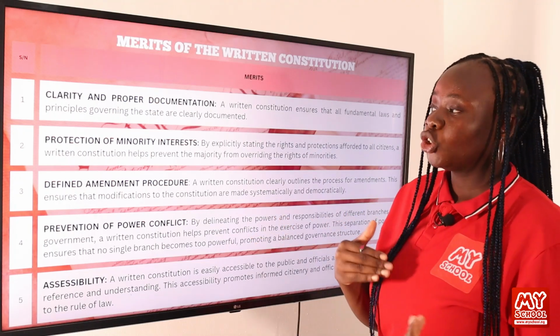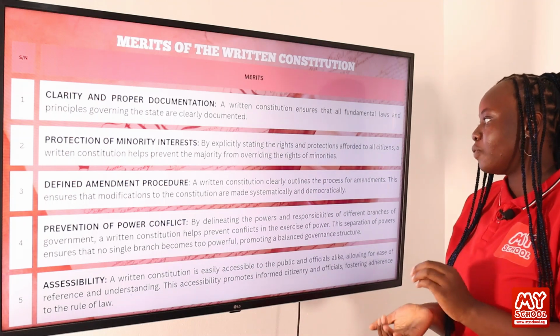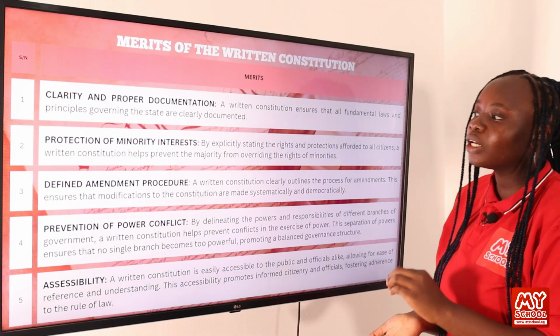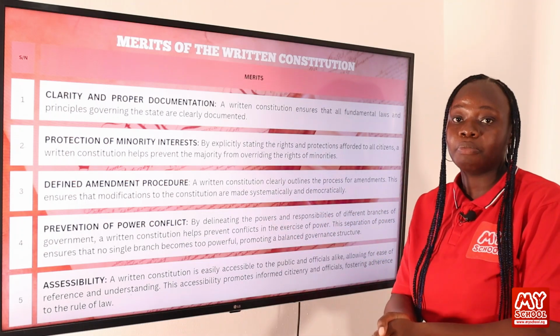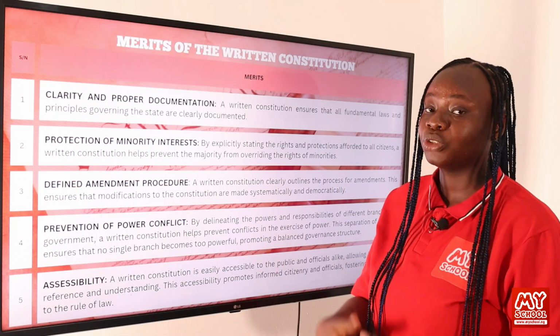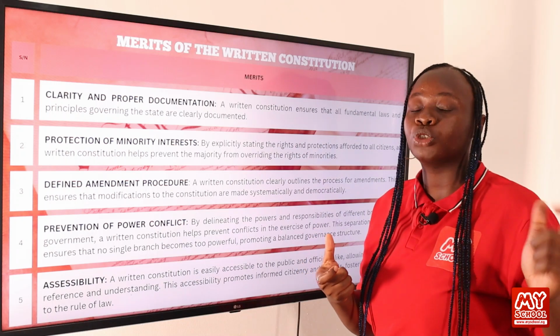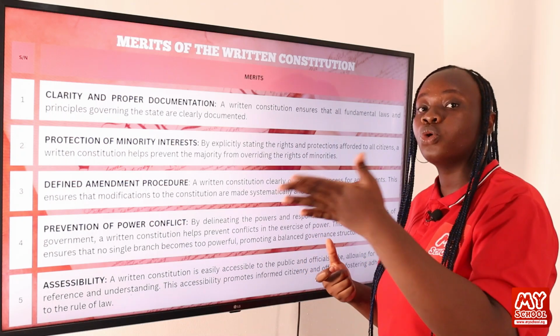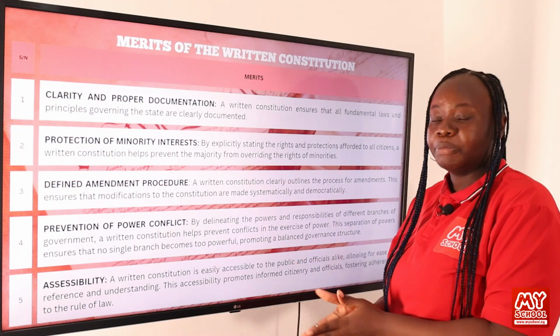Then we also have protection of minority interests. By explicitly stating the rights and protections afforded to all citizens, a written constitution helps prevent the majority from overriding the rights of the minority. For most of the nations of the world, they practice a democracy, and so the majority always rules. But with a constitution, the rights of the minority are also protected because they can always go back to seek redress in the courts of law whenever their rights are being denied by the majority.